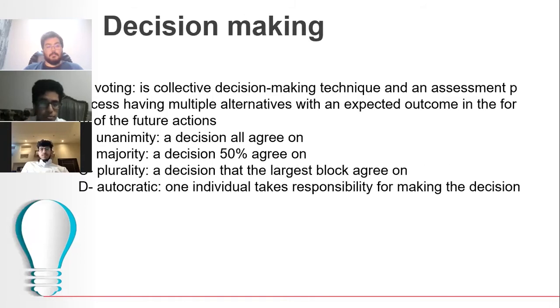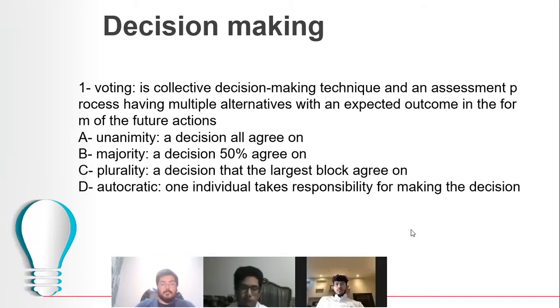Next. For the decision making, we have voting. It's a collective decision making technique and an assessment process having multiple alternatives with an expected outcome in the form of future actions. There are 4 names for the voting.